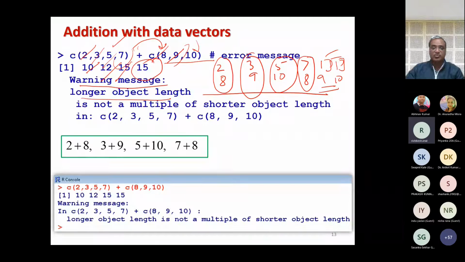Remember one thing, that in the R software, when you are working with data manipulations, you will have 2 types of messages. One is a warning, and another is an error.